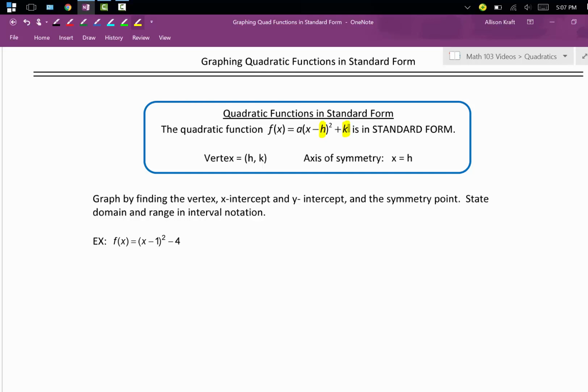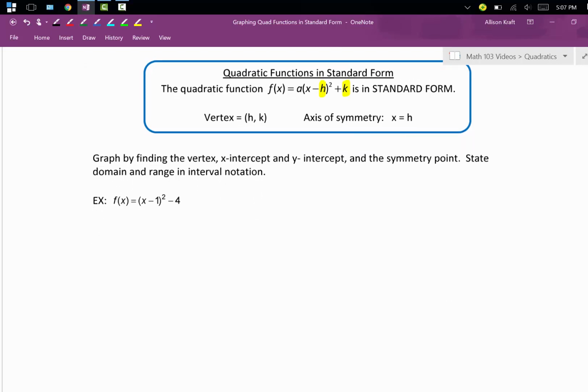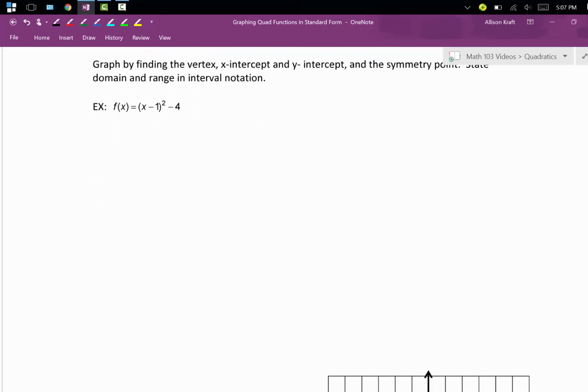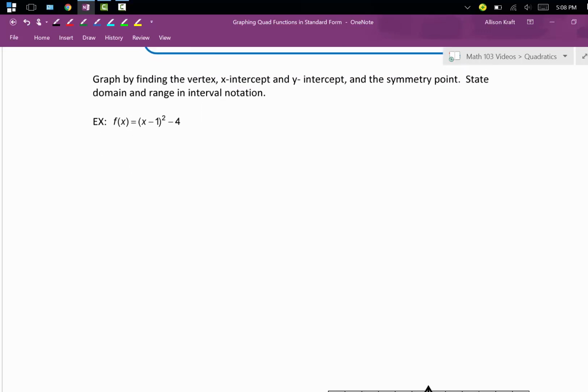I do want to point out that the x-coordinate of the vertex, the h, is the opposite sign from the equation, similar to what we've seen when we've studied circles. And the axis of symmetry is still the vertical line passing through the vertex, but since we know that the x-coordinate of the vertex is h, the axis of symmetry is the equation x equals h. We're going to graph quadratic functions in standard form by finding the vertex, the x and y intercepts, a symmetry point, and then we'll also state the domain and range in interval notation.